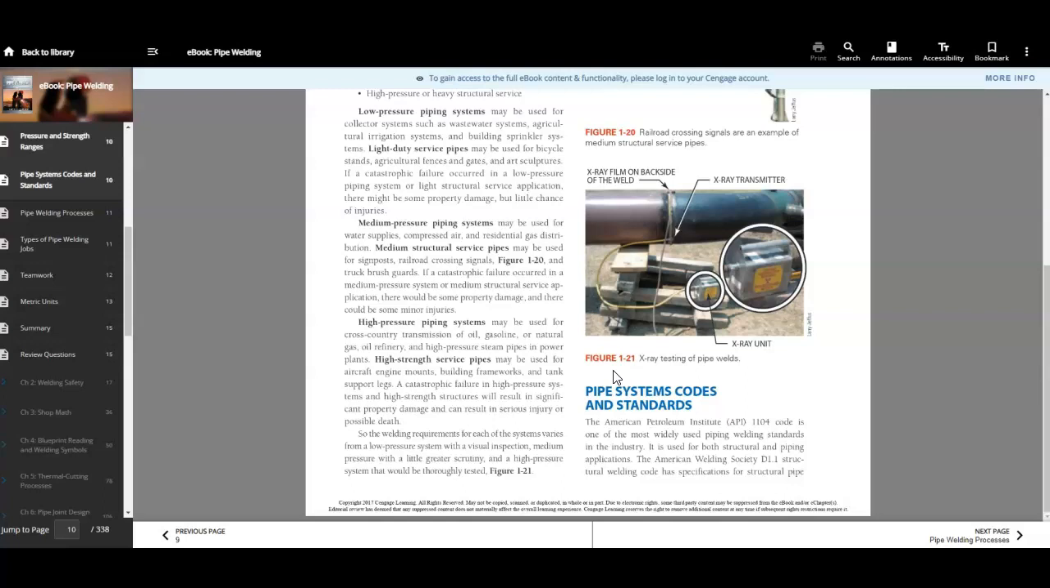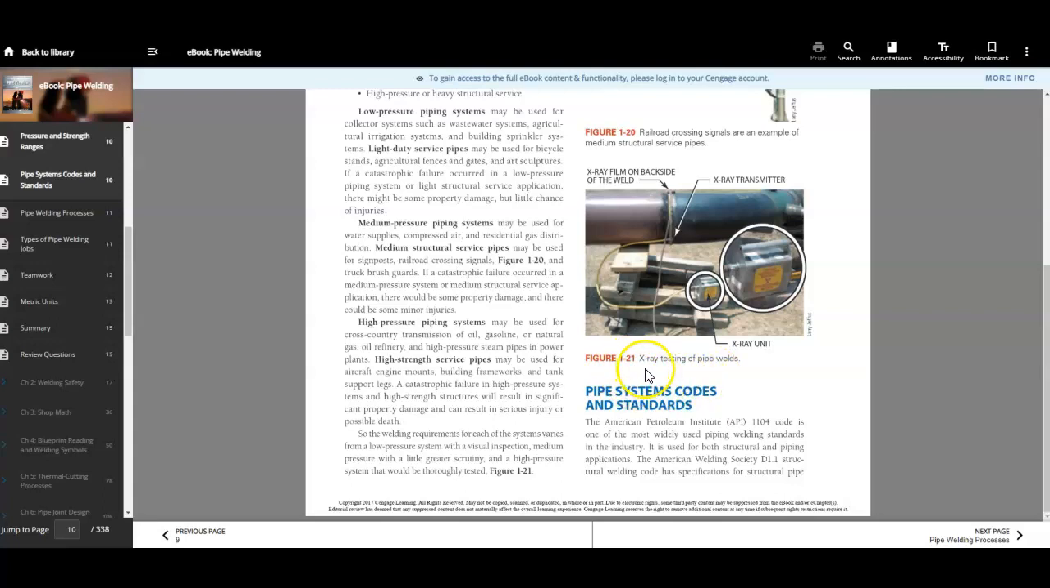High pressure piping systems may be used for cross-country transmission of oil, gasoline, and natural gas, oil refineries, and high pressure steam pipes in power plants. High strength service pipes may be used for aircraft engine mounts, building frameworks, and tank support legs. A catastrophic failure in a high-pressure system or a high-strength structure will result in significant property damage and can result in serious injury or possibly death. So the welding requirements for each of these systems vary, from low-pressure systems with a visual inspection, to medium pressure with a little greater scrutiny, to a high-pressure system that would be thoroughly tested.